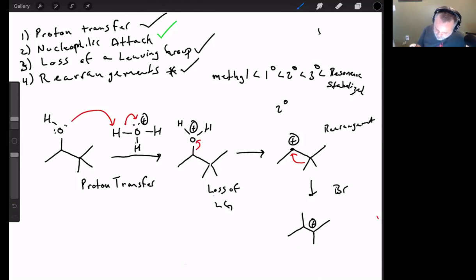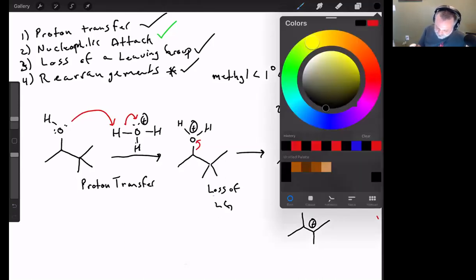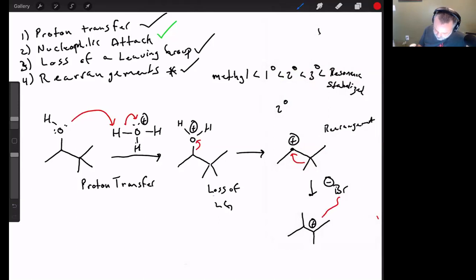And if I have a bromide in the solution, the bromide can attack the carbocation, form a new bond, and that was obviously nucleophilic attack. So that's putting it all together. Does anybody have any questions about those mechanistic moves?